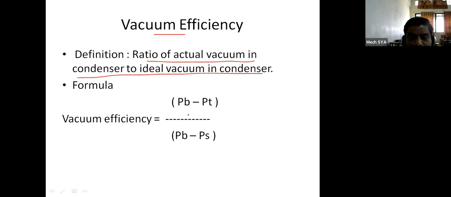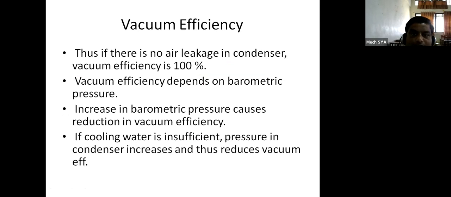That is PB minus PT, where PT is the sum of the partial pressure of air and the partial pressure of steam, divided by PB minus PS. This is the maximum or ideal vacuum, corresponding to the saturation pressure of steam. So this ratio, actual vacuum PB minus PT divided by ideal vacuum PB minus PS, is called the vacuum efficiency of the condenser. If there is no air leakage, then the vacuum efficiency will be 100%.